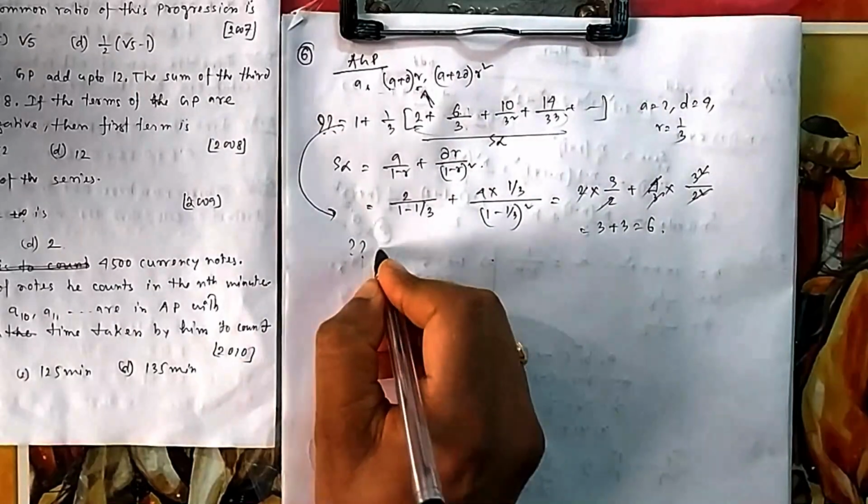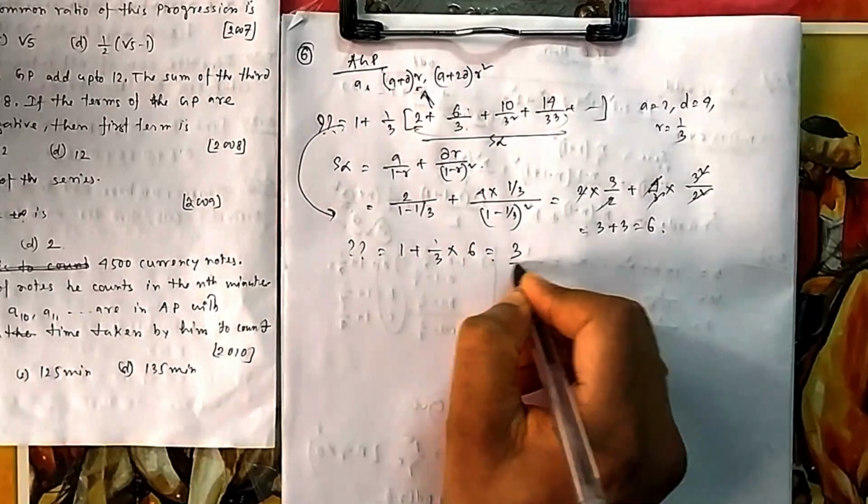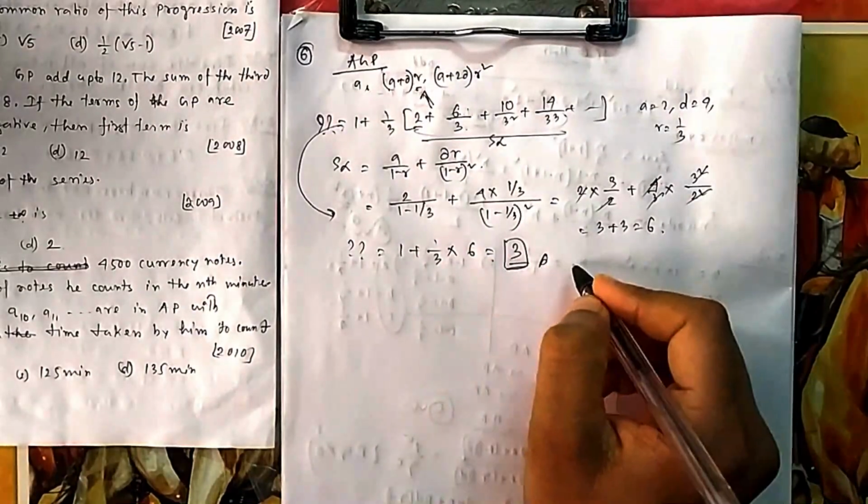So what will be the summation? It is 1 plus 1 by 3 into S infinity, that is 3, is the answer. That is your option A.